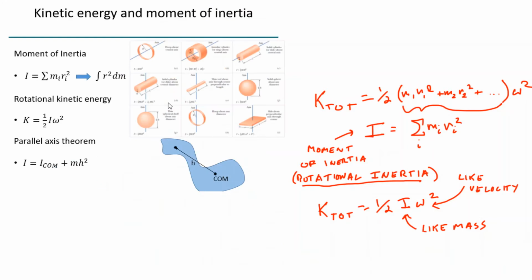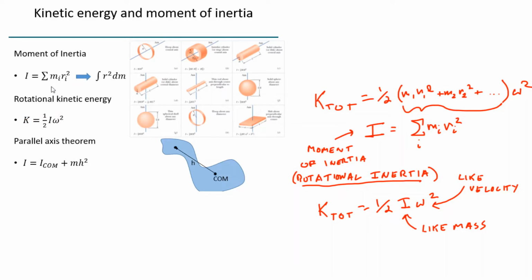Okay. So I define this moment of inertia I. It equals the sum of all the m_i r_i squared for any collection of point masses. And then once I know what I is, I can always find the kinetic energy of a rotating object. K equals 1/2 I omega squared.